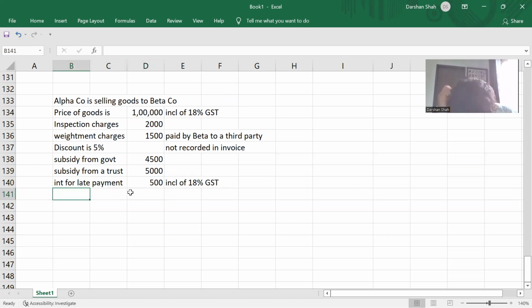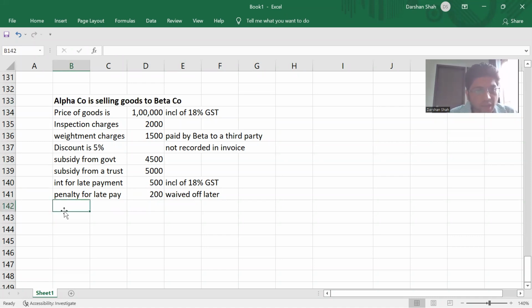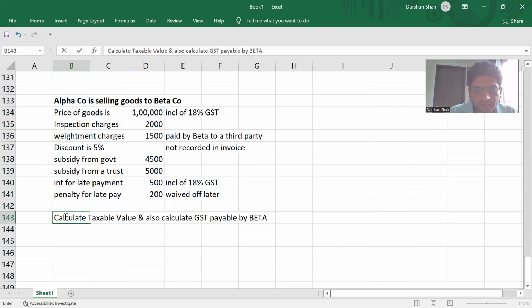Then what else can I take? Penalty for late payment is 200, waived off later. Okay, guys, all adjustments done. Do it then, and calculate taxable value, and also calculate GST payable by Beta. GST rate is 18%. Alpha and Beta are registered within the same state.